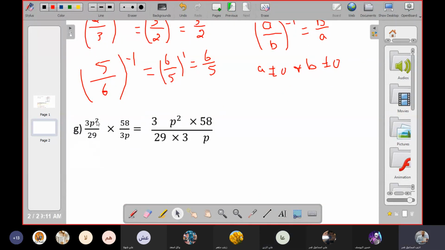Here we have p power 2 and p. We have 3 and 2. We have 58 over 3p, and we have 3p squared over 29 times 58 over 3p. We put all of them in the same fraction and then equal. As we know, we simplify by p here and it becomes 1, and by p here, I have p left.